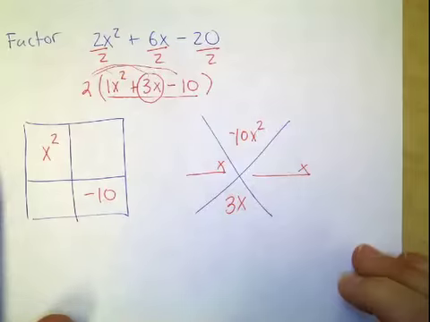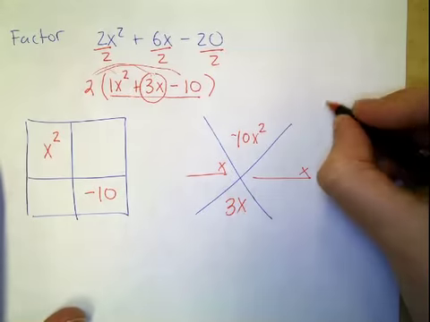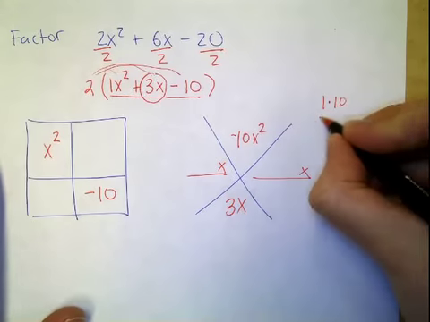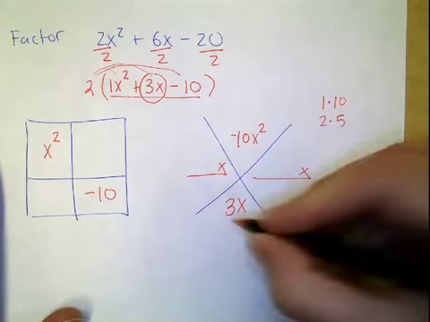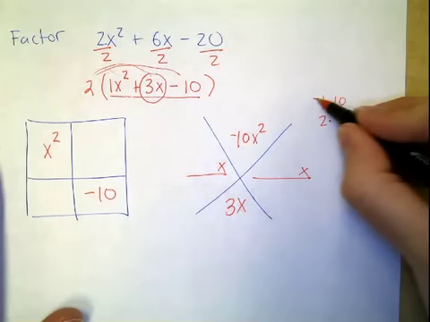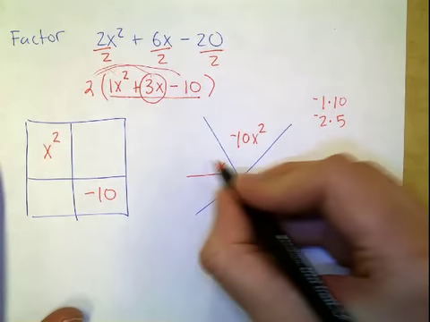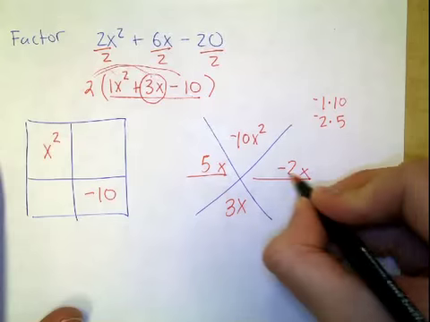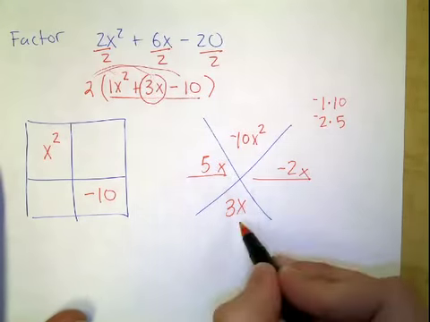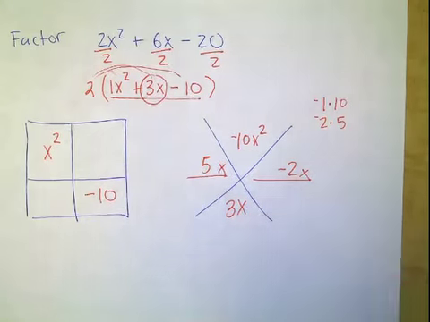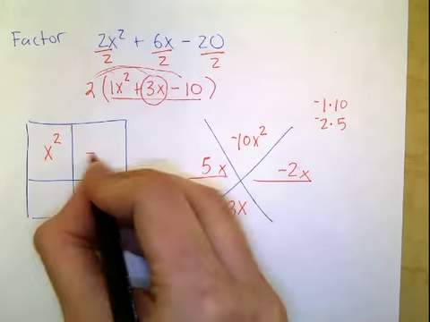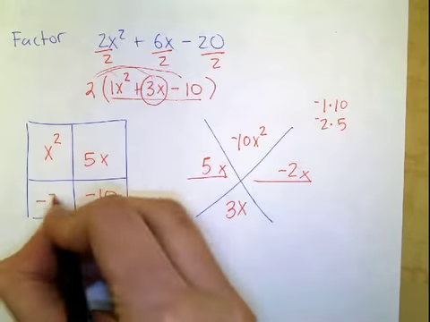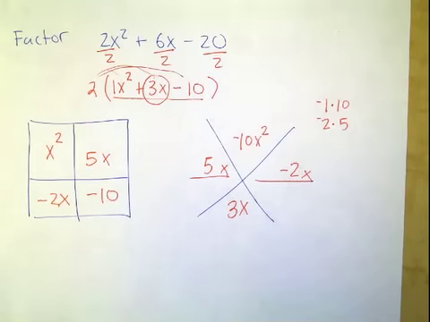And it's a negative 10, so not a lot of things multiply to 10. 1 times 10 and 2 times 5. And since I want a 3 and a negative, I'm thinking 5 and negative 2 would be perfect. 5 minus 2 is 3. 5 times negative 2 is negative 10. Sweet. So 5x goes in one of these boxes, and negative 2x goes in the other box, in any order.